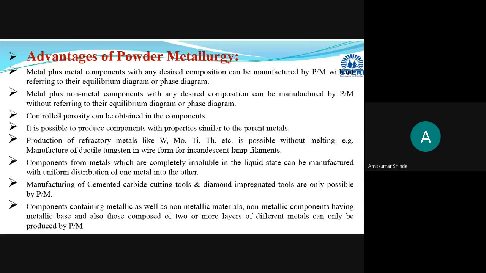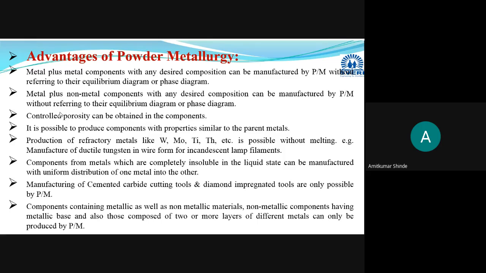That is, you can manufacture a component which consists of metal plus metal, or you can manufacture a component which consists of metal plus non-metal. And you can manufacture that component with any desired composition. You can take any desired composition according to your need, according to the properties needed. You can choose the composition and you can choose its elements. It may be metal or it may be non-metal.